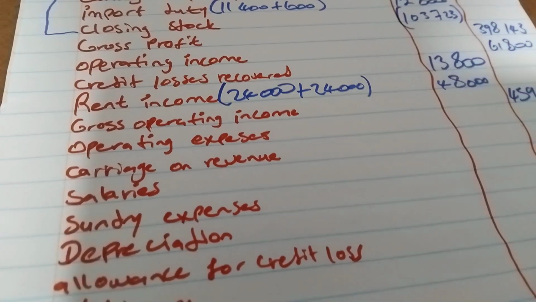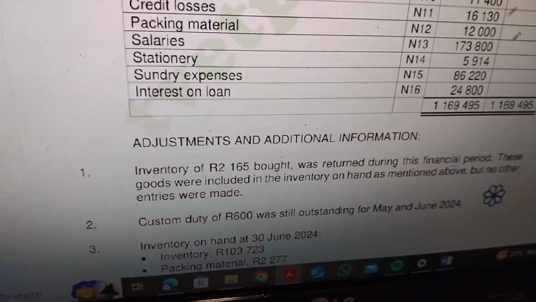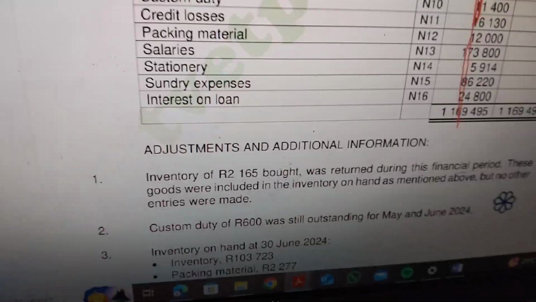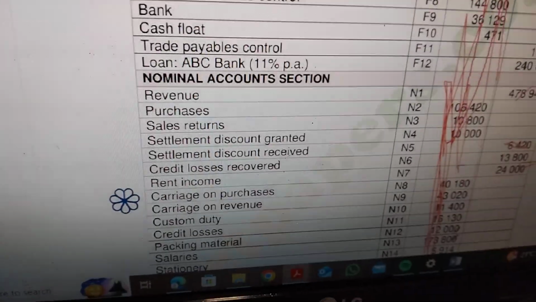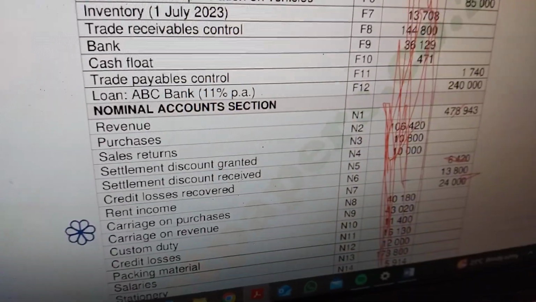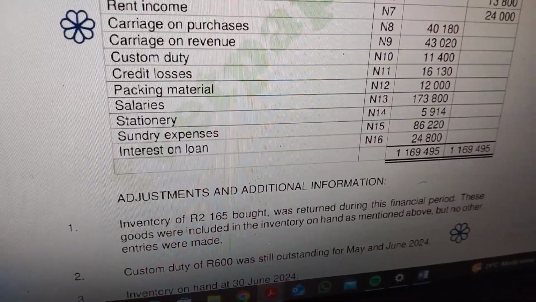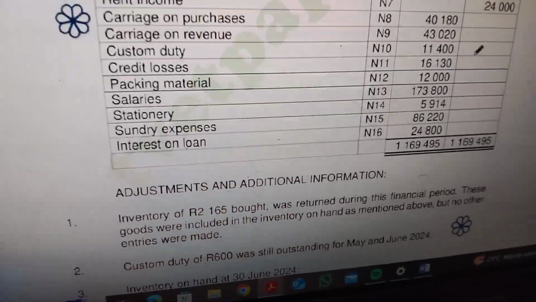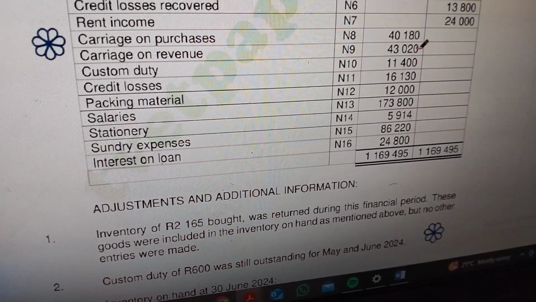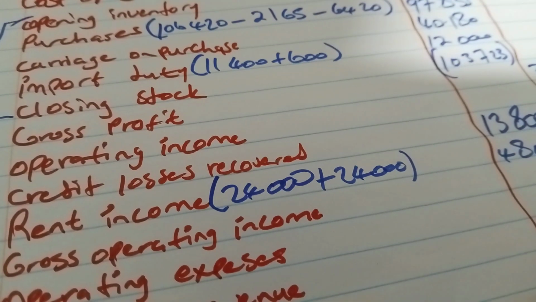So let's move. We move to the operating expenses. There must be on your debit side. Okay? So your operating expenses must be on this side, on your debit side. This is where you're going to get your operating expenses. So let's go. We can start with the carriage on revenue for the 3020. Let's key for the 3020.